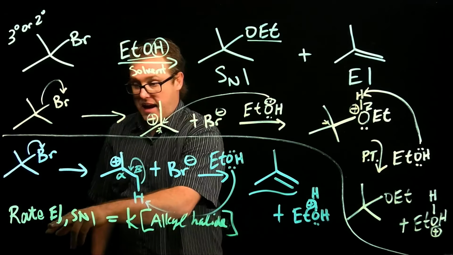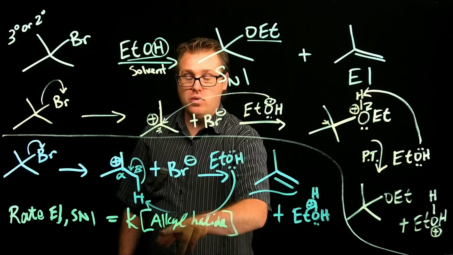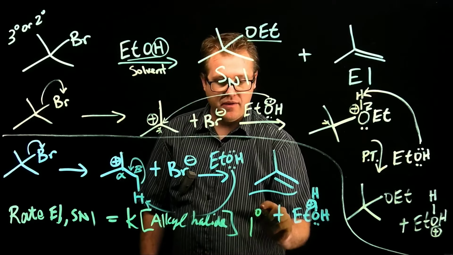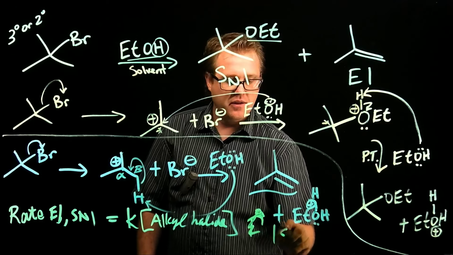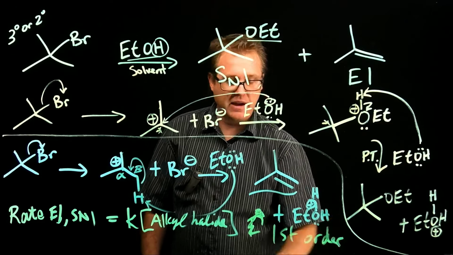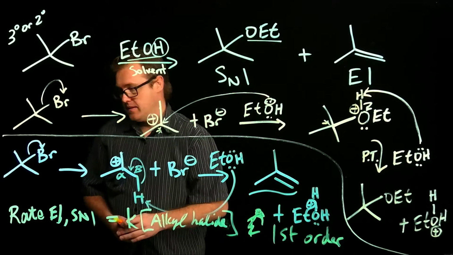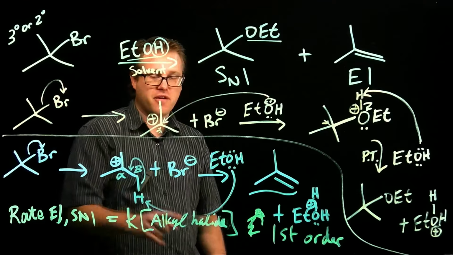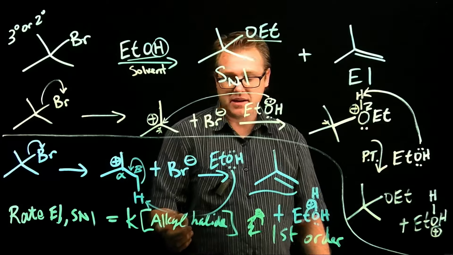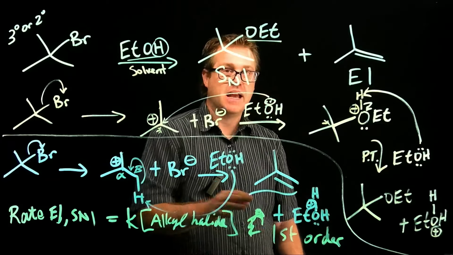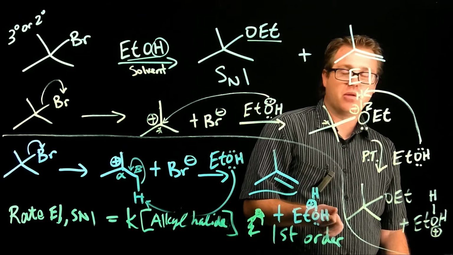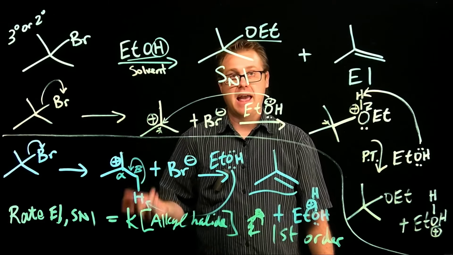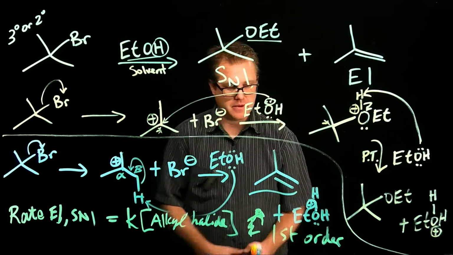So since for E1 and SN1 the rate is only dependent upon the alkyl halide, that is going to be a first order reaction. So E1 and SN1 reactions are first order. The rates are only dependent on the substrate. SN2 and E2 are second order reactions, where the rate is dependent upon the nucleophile or the base and the substrate concentration.